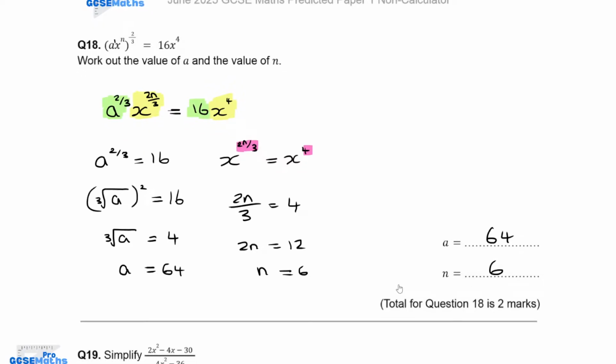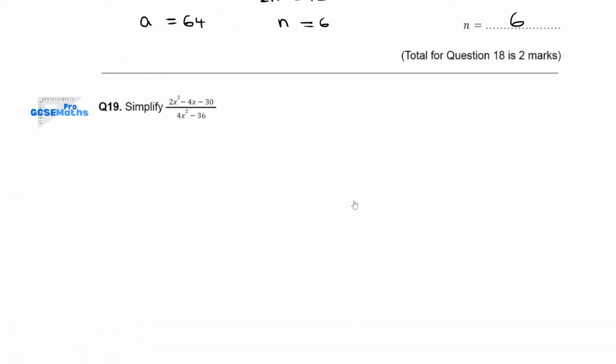It seems like a lot of work for 2 marks, but based on the question that I saw in the previous past papers, they gave it 2 marks. So yeah, that's why I went with 2 marks for that one.